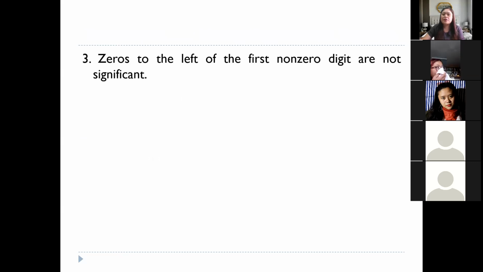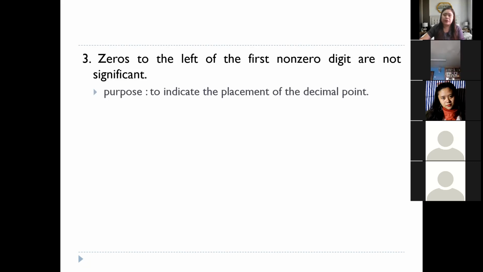Next, zeros to the left of the first non-zero digits are not significant. This is actually referring to the leading zeros. Okay? The purpose of the zeros to the left is actually to indicate the placement of the decimal point. However, again, they are not significant. The leading zeros are not significant.